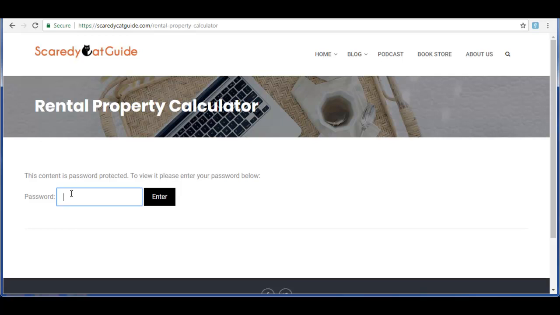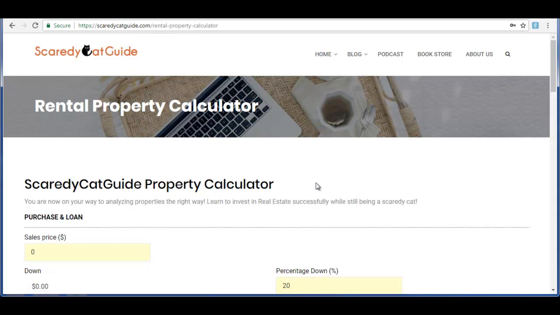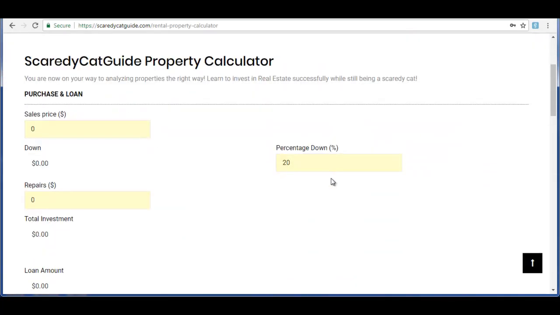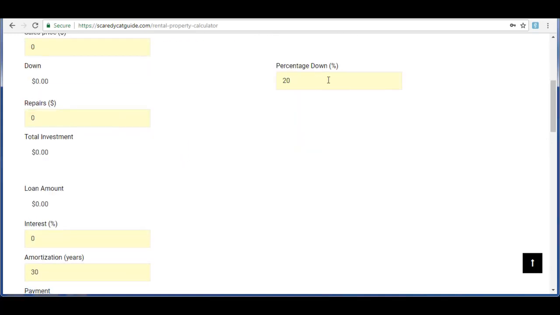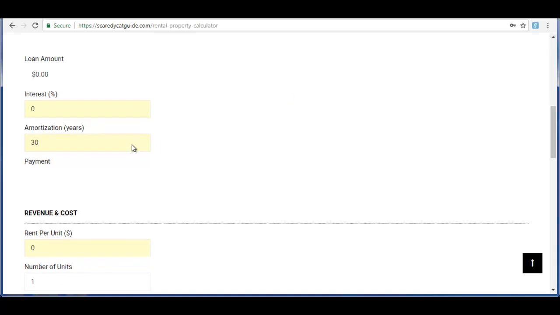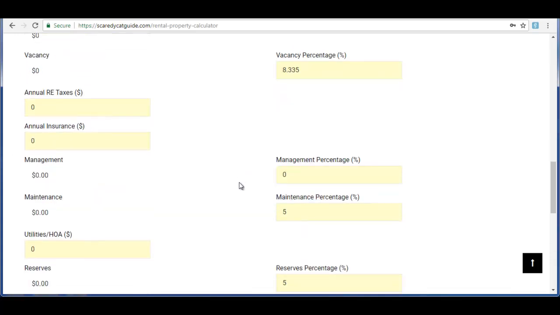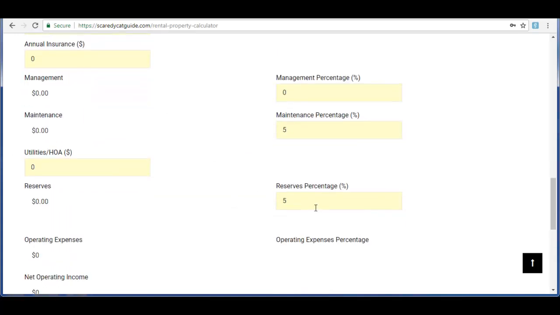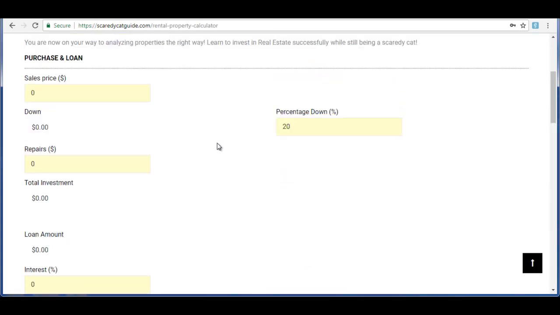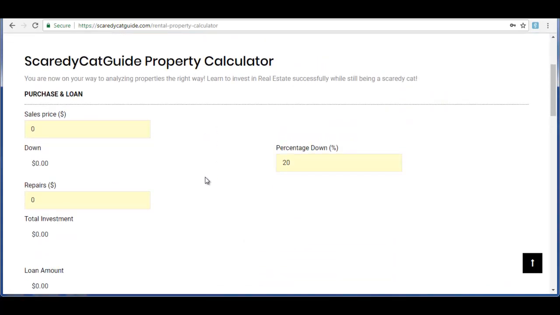So first things first, we will put in our access code, and that will bring up the property calculator. Okay, so looking at the calculator, you will see our input cells are in yellow, and some of them are pre-filled. You see the percentage down, amortization, vacancy. You see I have numbers in there for maintenance, reserves. So as we get to them, I'll explain why I suggest those percentages, or just have them there as a default.